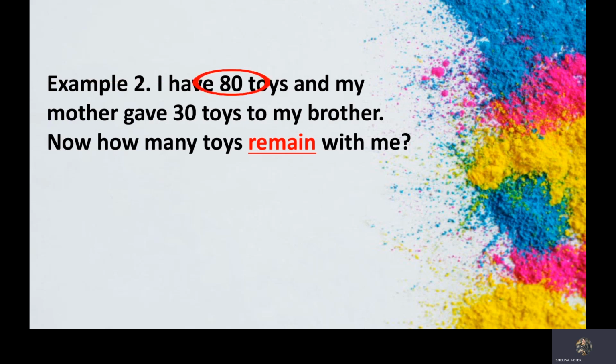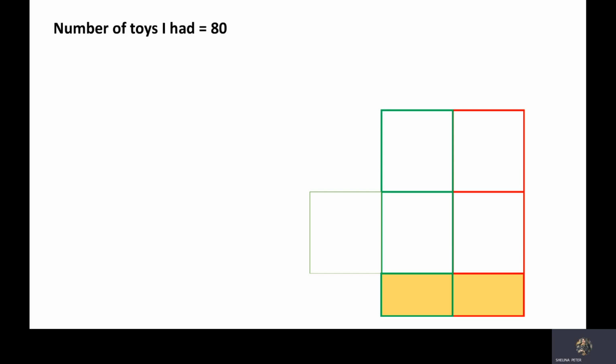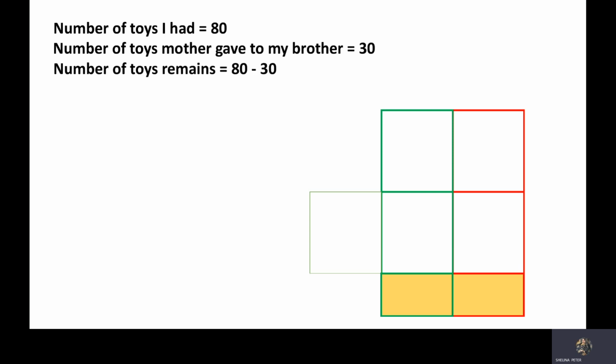So next step is circle the numbers. And the third step is to formulate the statement. So the first will be number of toys I had. So how many toys I had earlier? I had 80 toys. And what will be the next statement? Number of toys my mother gave to my brother. So how many toys were given? 30. And the third statement will be number of toys remain. So how are we going to find out that? By subtracting these two numbers, that is 80 minus 30.